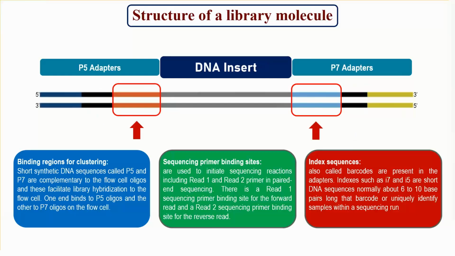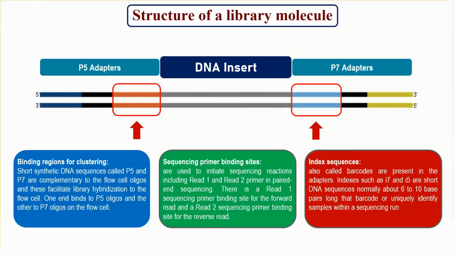Lastly, the index sequences, also called barcodes, are present in the adapters. Indexes such as I5 and I7 are short DNA sequences, normally about 6 to 10 base pairs long, that act as barcodes to uniquely identify samples within a sequencing run. The I5 index is located on one adapter, while the I7 index is on the other adapter.